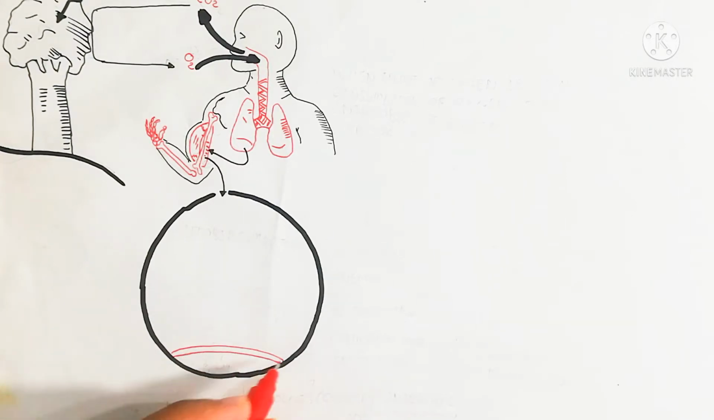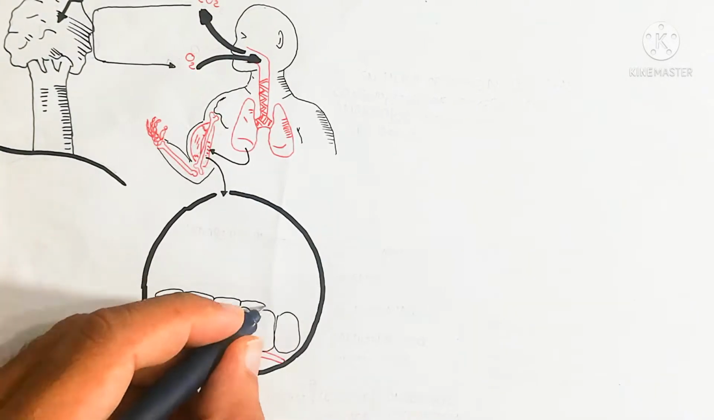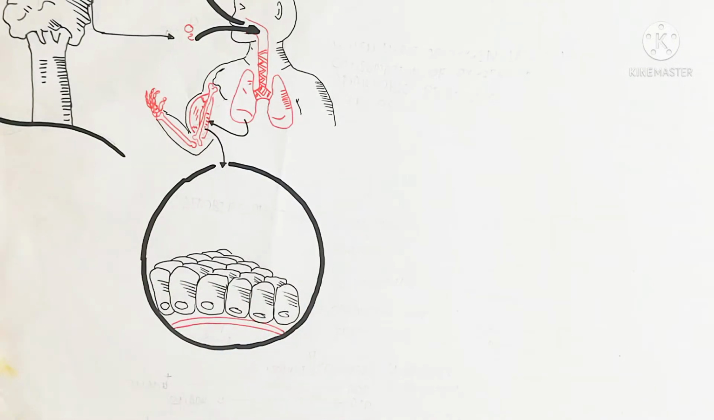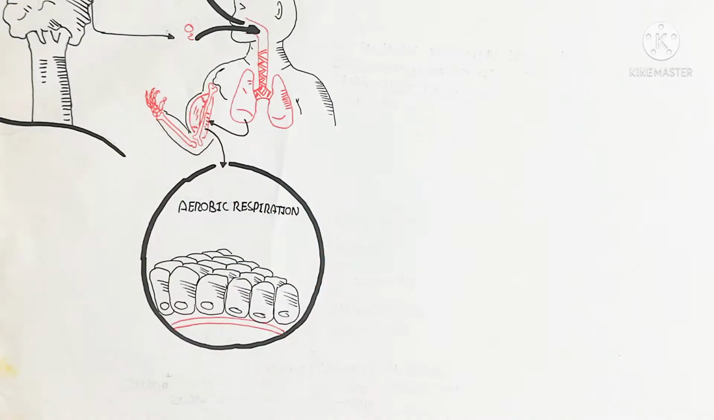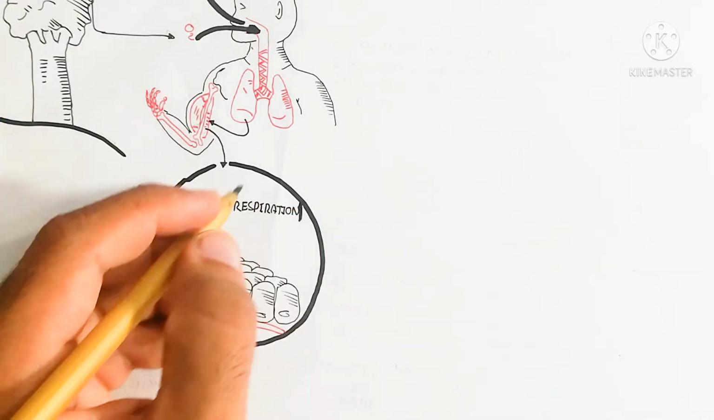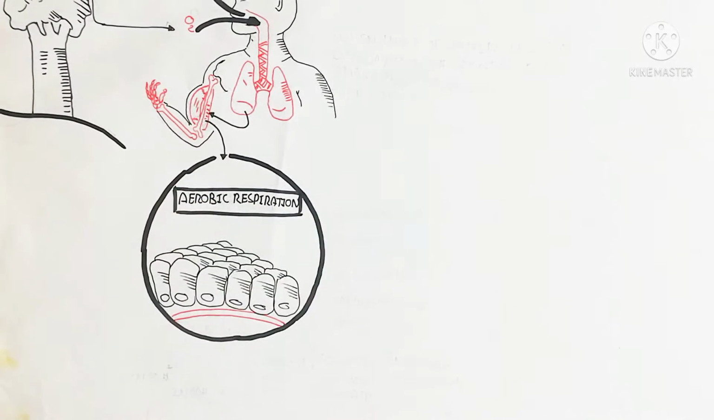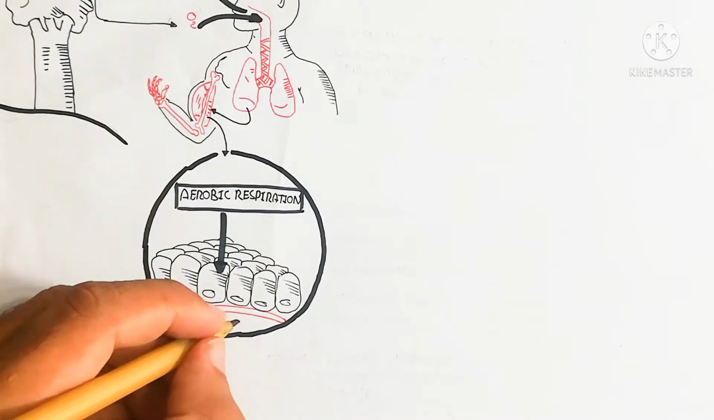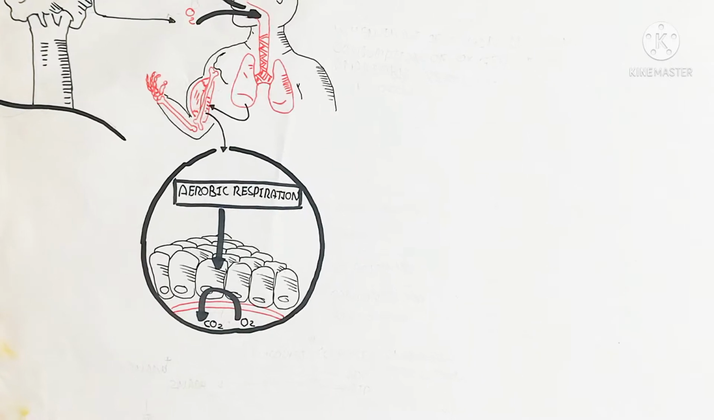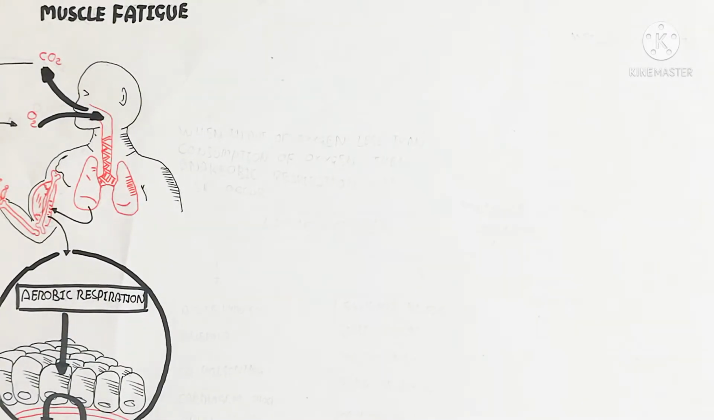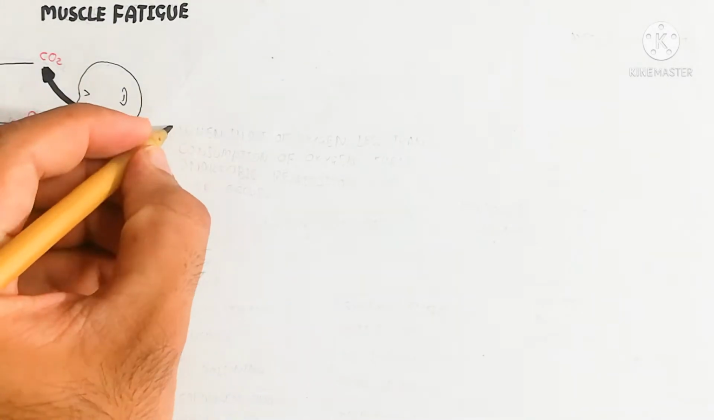So here we will discuss aerobic respiration. Aerobic respiration means oxygen is used by the cell for the Krebs cycle and electron transport chain, and produces carbon dioxide. This carbon dioxide will be exhaled. So let's begin to understand. The first is anaerobic respiration.